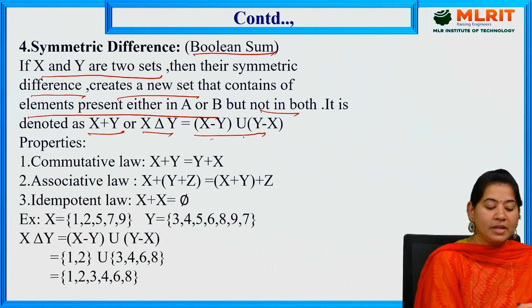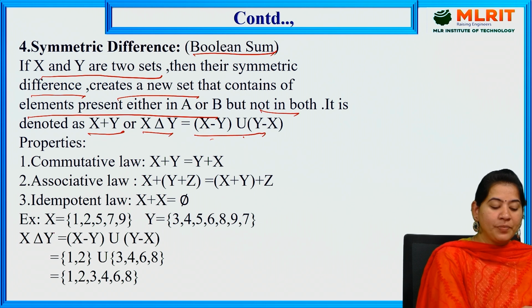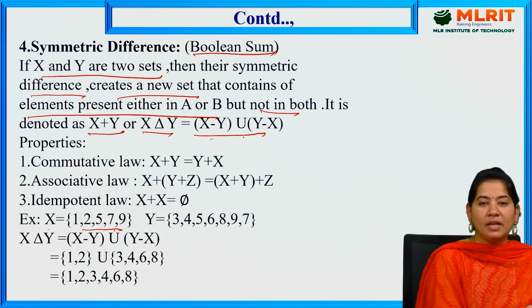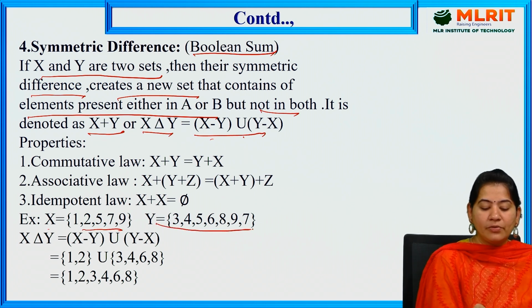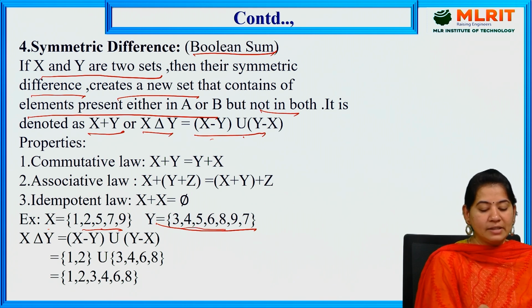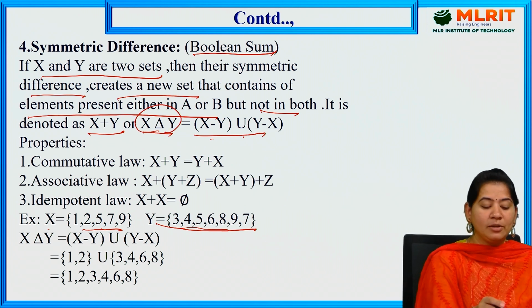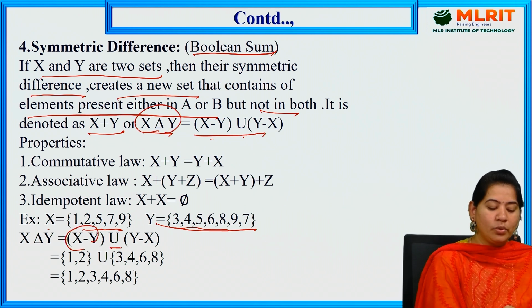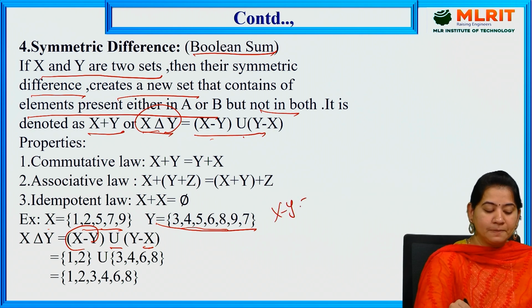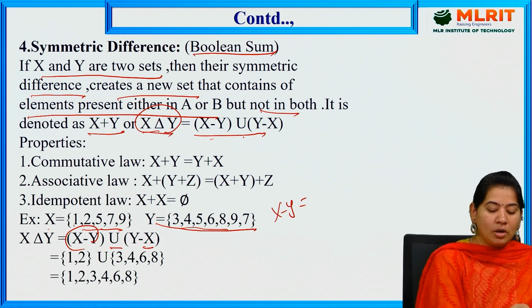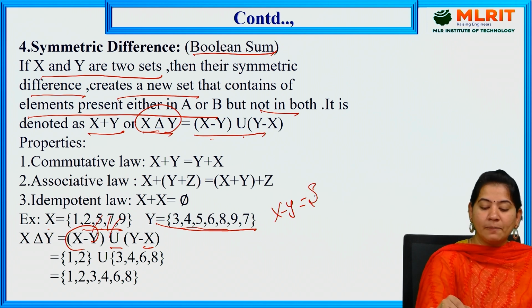See here, we have an example. X = {1, 2, 5, 7, 9} and Y = {3, 4, 5, 6, 7, 8, 9}. Now we need to find the symmetric difference, and the formula is (X minus Y) union (Y minus X). So what is X minus Y here? If you observe, the common elements 5, 7, 9 will get cancelled. You will get {1, 2}.